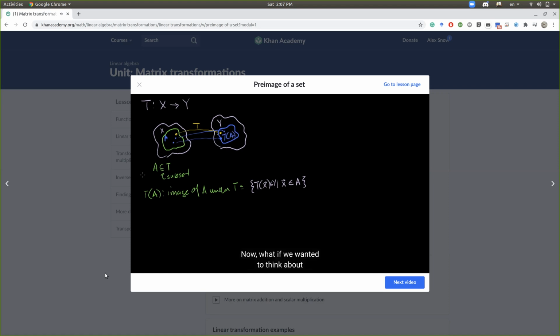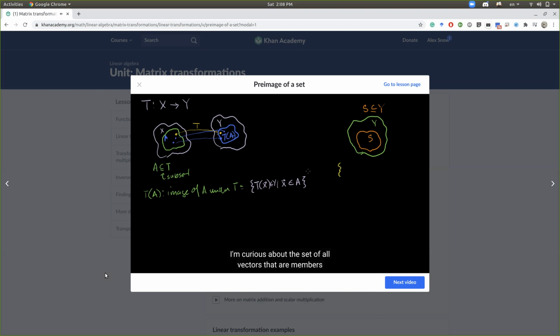Now, what if we wanted to think about the opposite problem? What if we were to start with set Y, which is our codomain, so that's Y, and we were to have some subset of Y. Let's call our subset of Y S. So S is a subset of our codomain Y, and I'm curious about what subset of X maps into S. So I'm curious about this set.